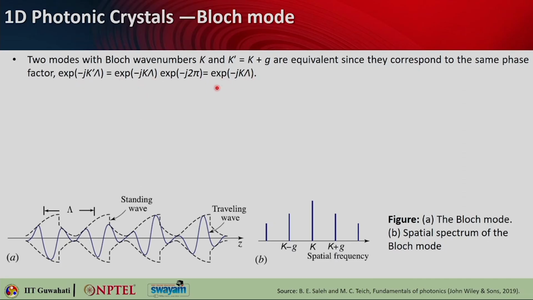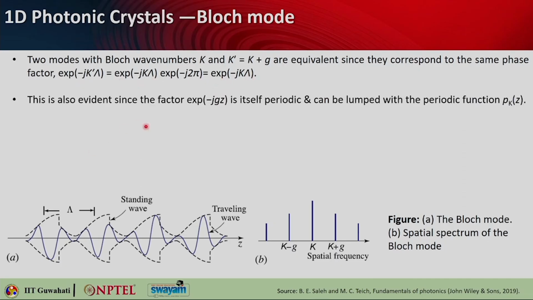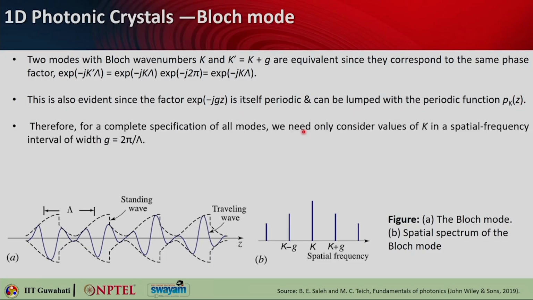same phase factors. Okay. It is also evident since the factor exponential minus j g z is itself periodic, okay, and it can be lumped with a periodic function which is p k z, okay. You can say that for a complete specification of all modes, we need only to consider the values of k in a spatial frequency interval of width g equals 2 pi over capital lambda.